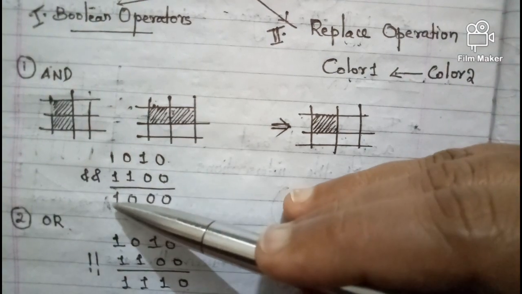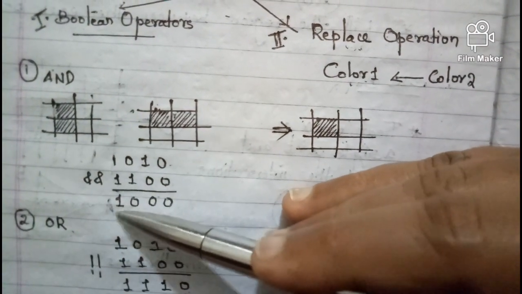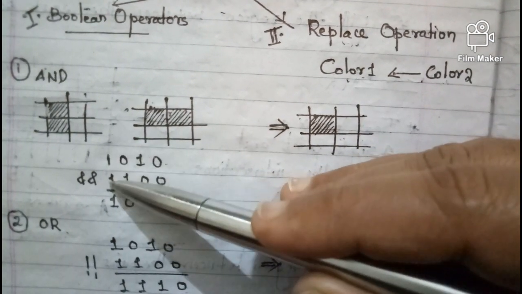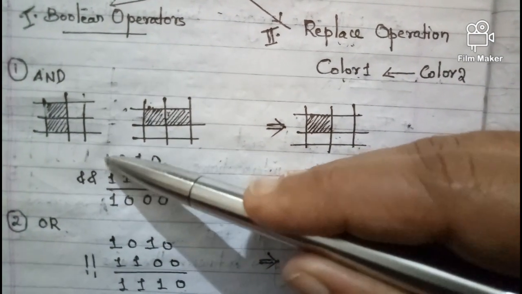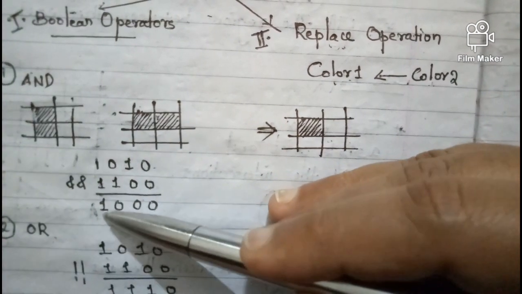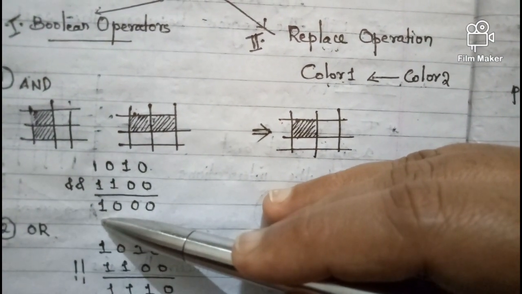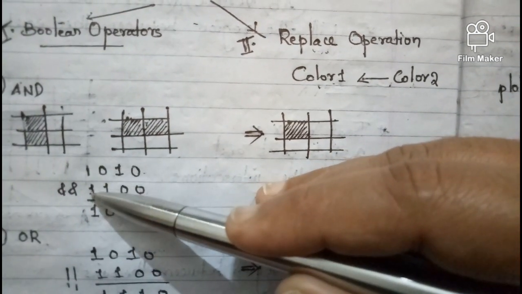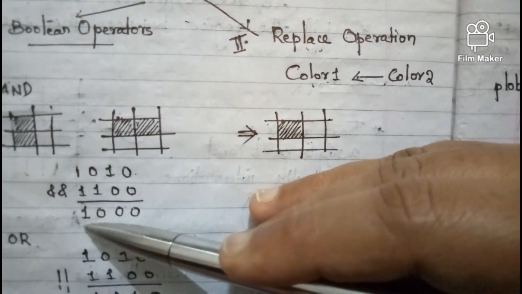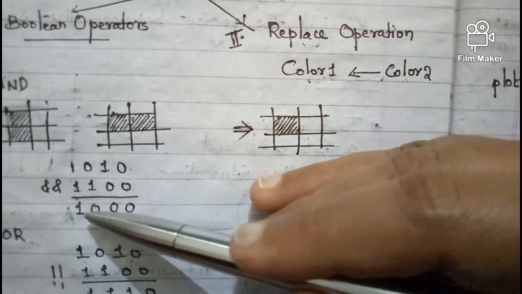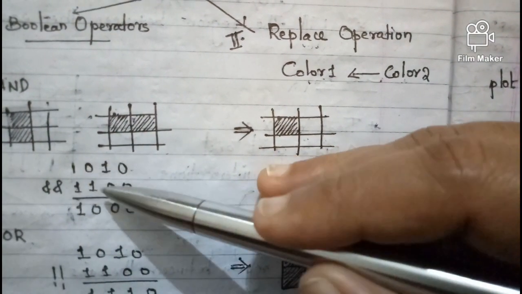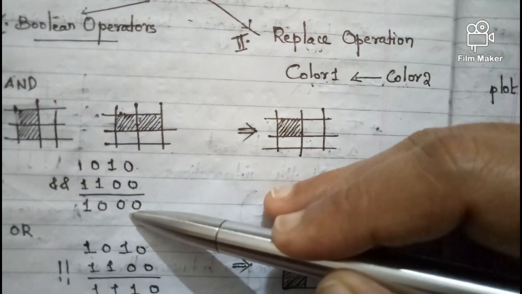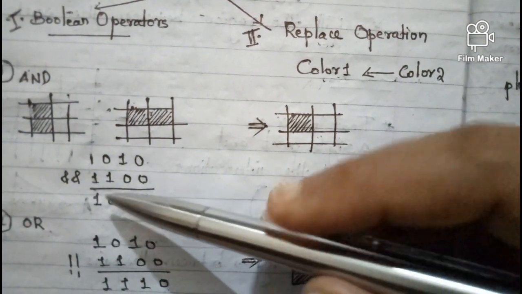You will get an output 1 only if both the inputs are 1. That means if all the inputs are 1, only then you will get an output 1. Once again I will say, when all the inputs are 1, you will get an output 1. So you will get an output 0 if any of the input is 0. I will explain the rule once again.